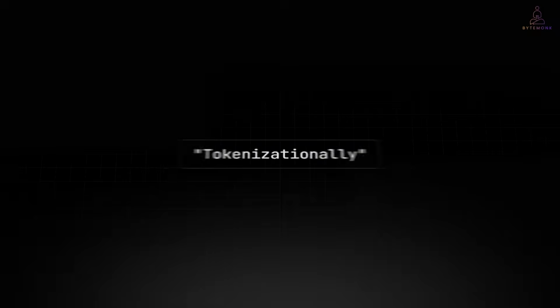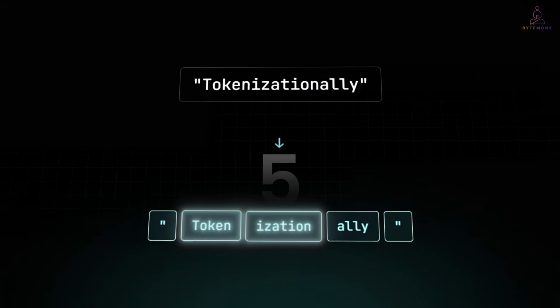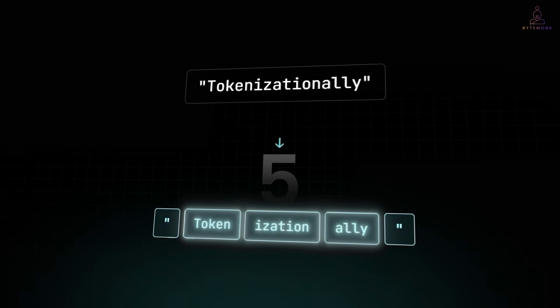Now try this. 1 word, tokenizationally. How many tokens do you think? 1? It is 1 word. 5 from a single word. Because the model has never seen tokenizationally enough times to give it a dedicated token. So it breaks the word into pieces it does know. Tokenization alley. Each piece costs you separately.